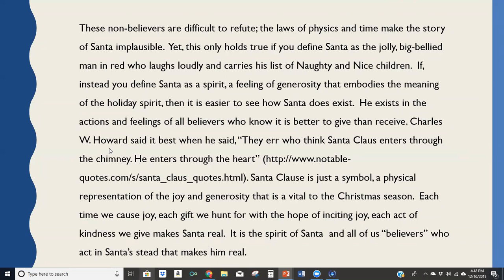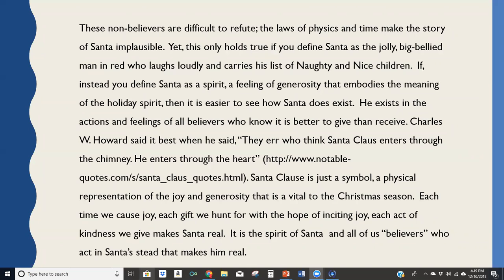Charles W. Howard said it best when he said, "They err who think Santa enters through the chimney. He enters through the heart." Santa Claus is just a symbol, a physical representation of the joy and generosity that is vital to the Christmas season. Each time we cause joy, each gift we hunt for with the hope of inciting joy, each act of kindness we give makes Santa real. So that is my rebuttal.